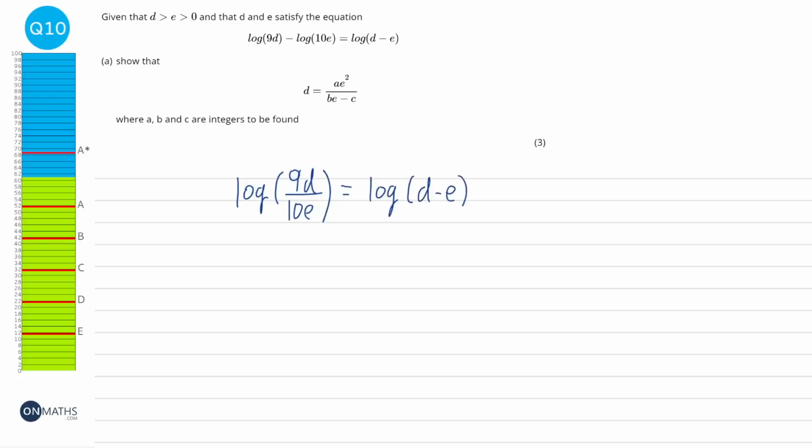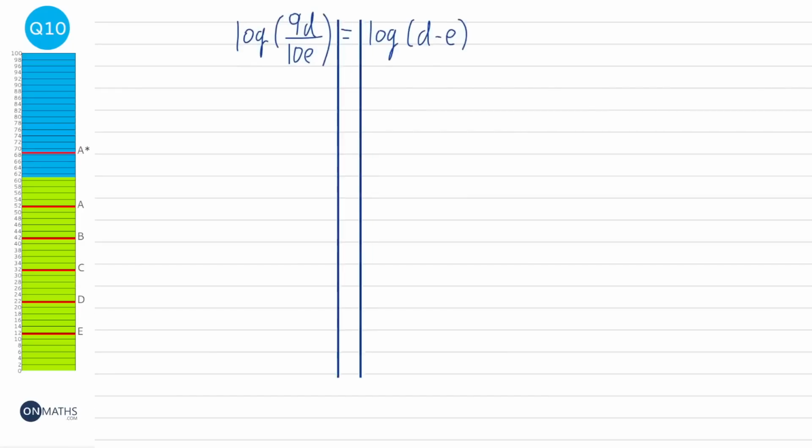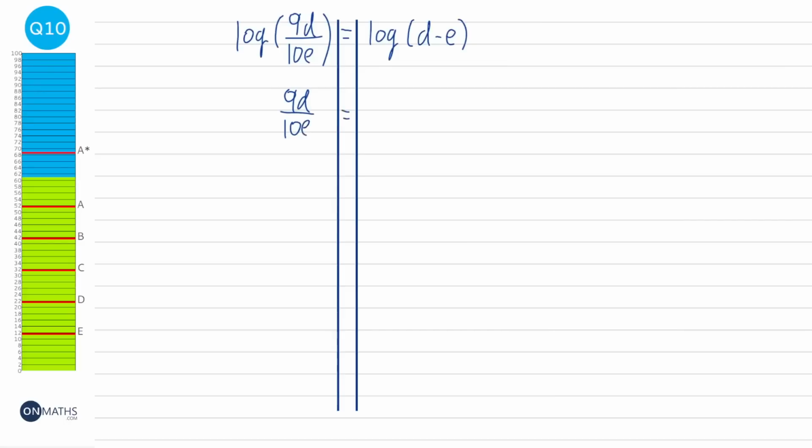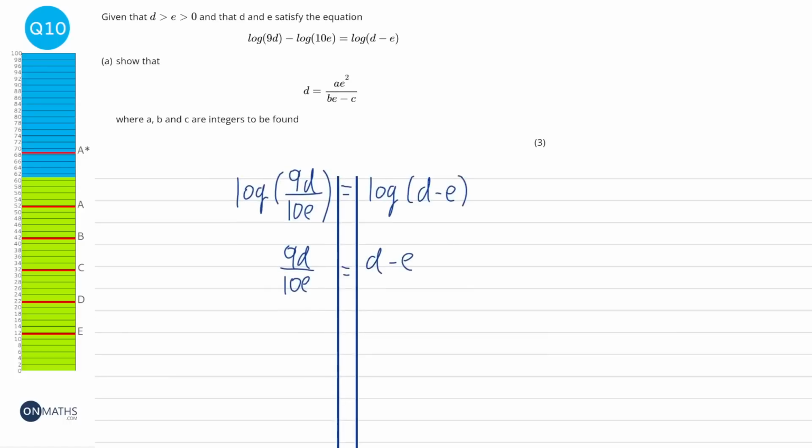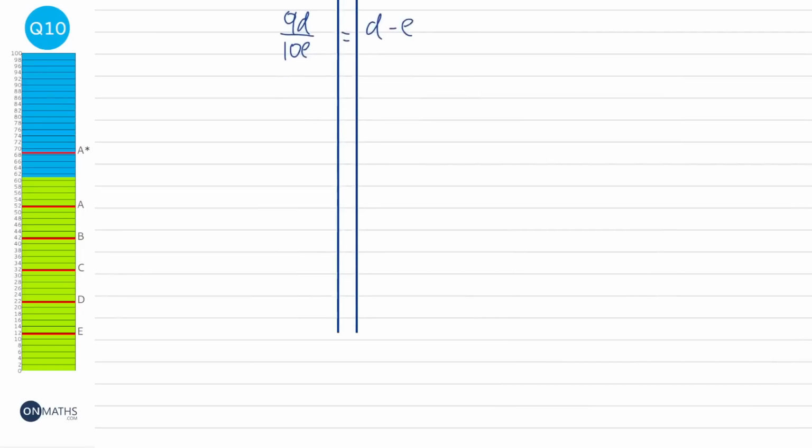And just going to put lines in. Okay, so first thing to do is just get rid of the logs from both sides. So 9d over 10e equals d minus e. Now I want to try and get the d's together, because notice it's a single d that's equal to, and so I want to get d's on the same side.